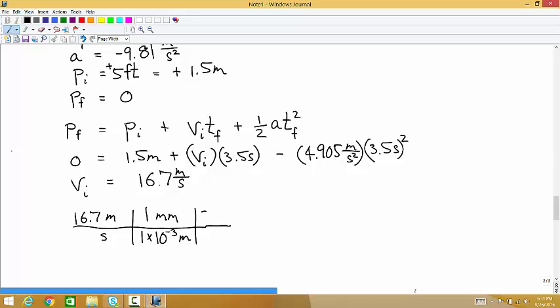Okay, and then 3,600 seconds is 1 hour. And you get about 6.01 times 10 to the 7th, I think.